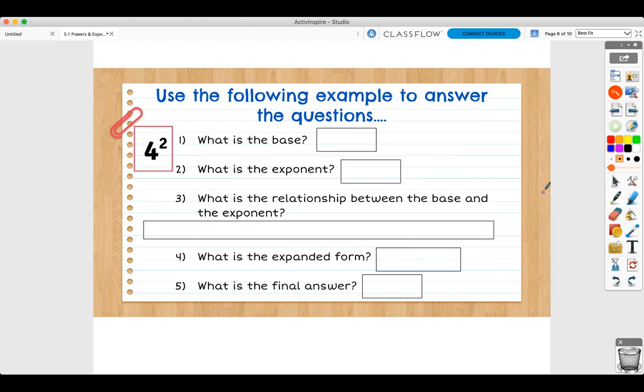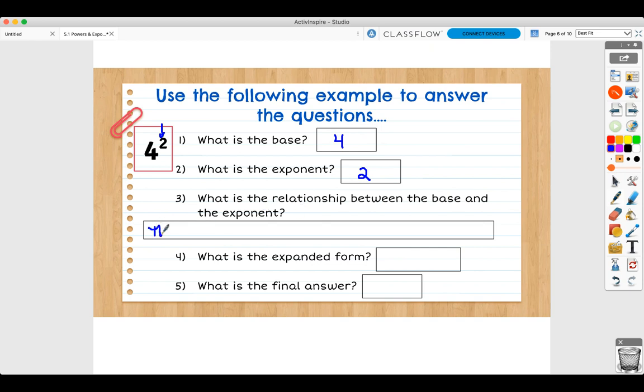Use the following example to answer the questions. So you have this number over here. What is your base? Your base is the large number that's being multiplied by itself, so it's going to be 4. What is the exponent? That's right here, and that's going to be 2. What is the relationship between the base and the exponent?